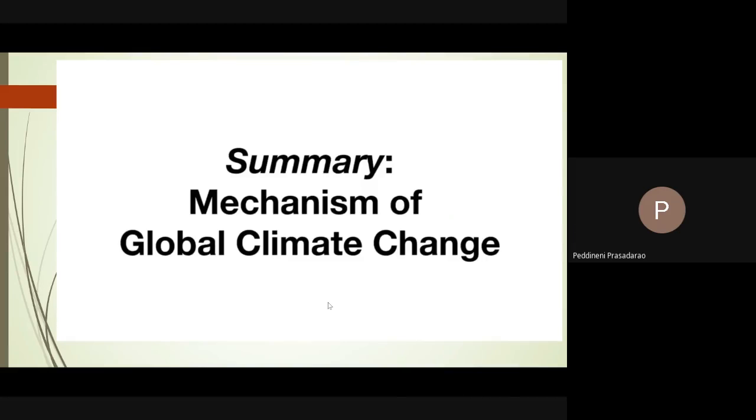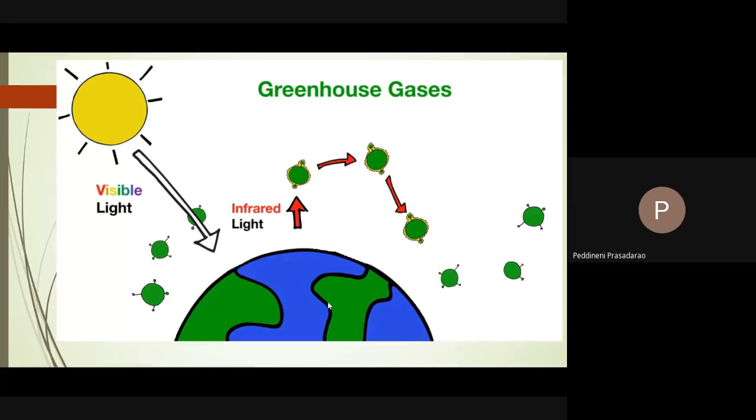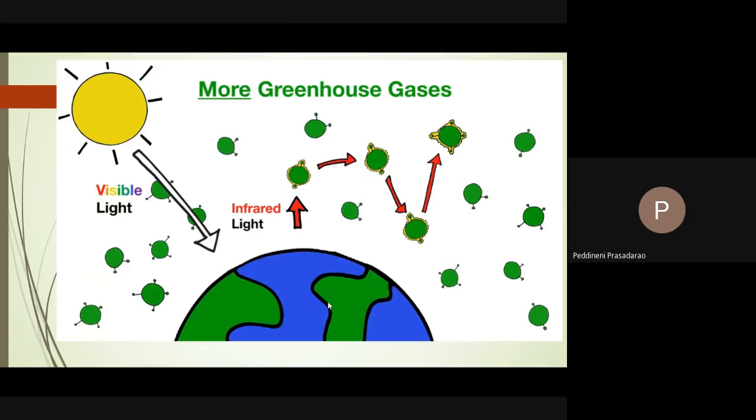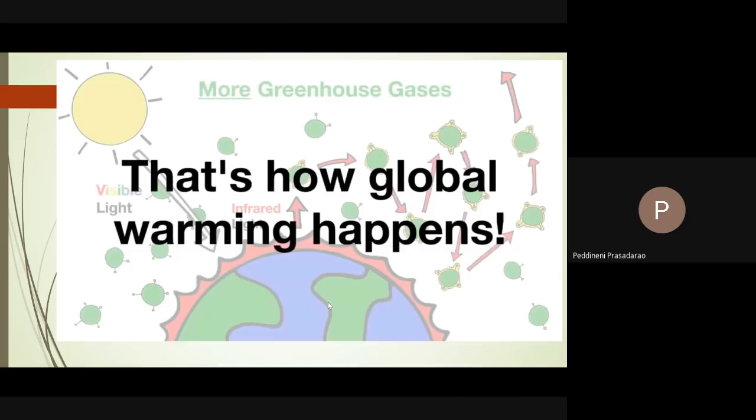To wrap up, we'll quickly summarize the mechanism of global climate change. Earth transforms sunlight's visible energy into infrared light, and infrared energy leaves Earth slowly because it's absorbed by greenhouse gases. As people produce more greenhouse gases, energy leaves Earth even more slowly, raising Earth's temperature even more than it has already gone up. That's how global warming happens.